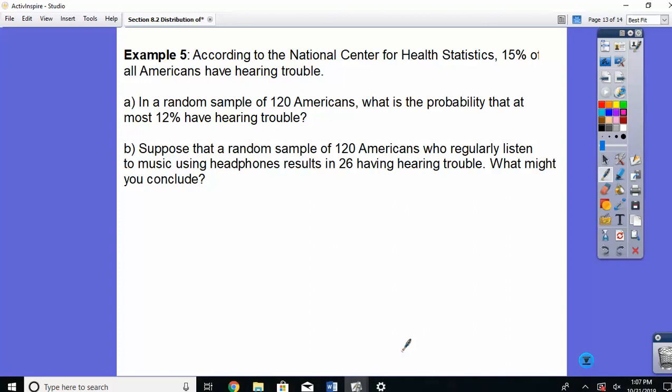Okay, so according to the National Center for Health Statistics, 15% of Americans have hearing trouble. So, in a random sample of 120 Americans, what's the probability that at most 12% have hearing trouble?